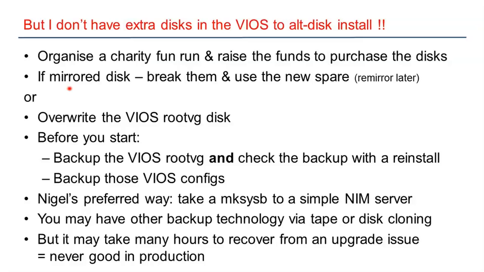When you break the mirror, the new spare disk is marked as unused, and that can then be used for your alternative disk. The alternative is you're going to overwrite your root VG. So that means you need to back up your root VG, take your mksysb, get that somewhere else, maybe have a NIM server set up, ready to push that back into your VIOS if it all goes wrong.